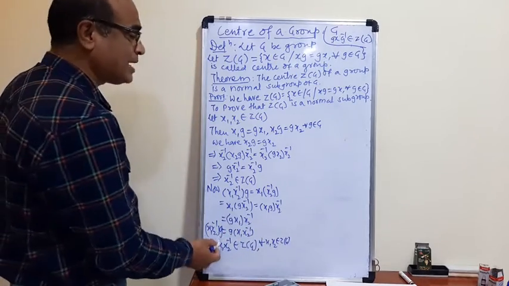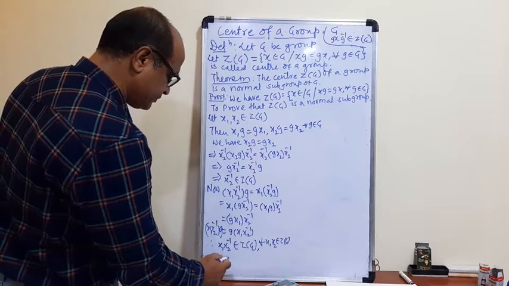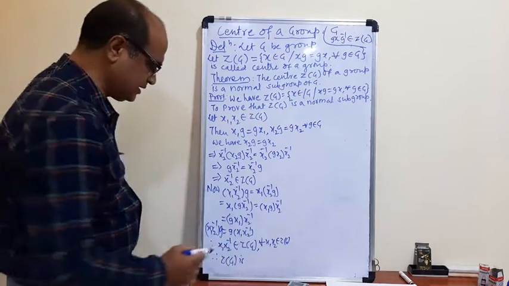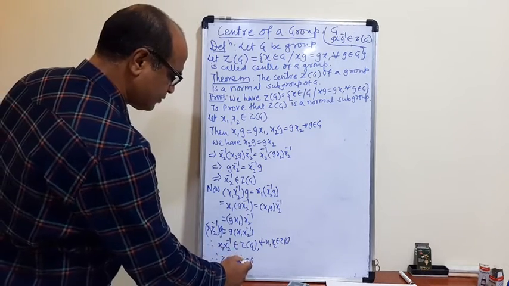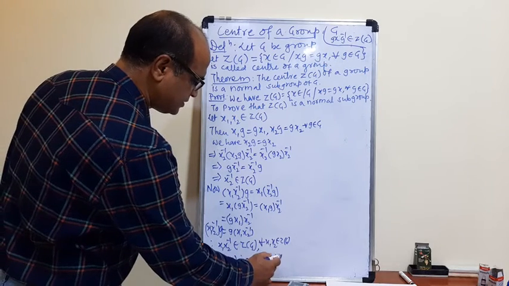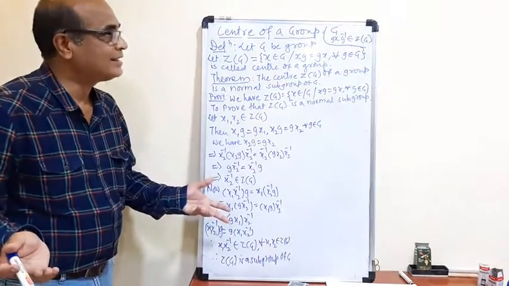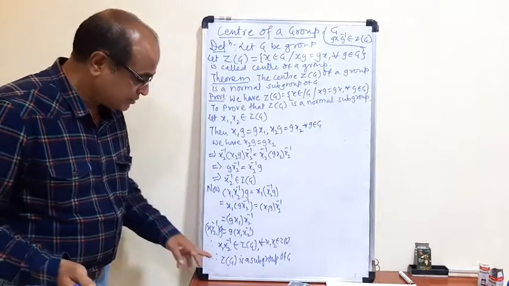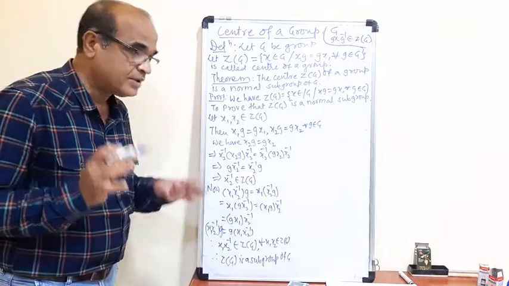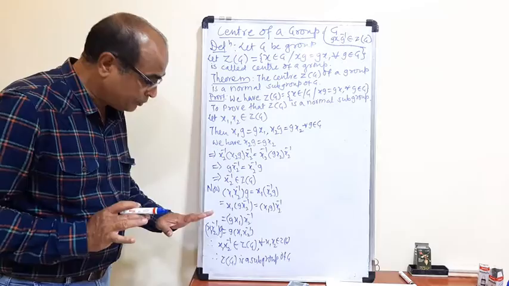So by the definition of a subgroup, Z(G) is a subgroup of G. So we proved here that Z(G), the center of a group, is a subgroup of G. This is the first part we proved.